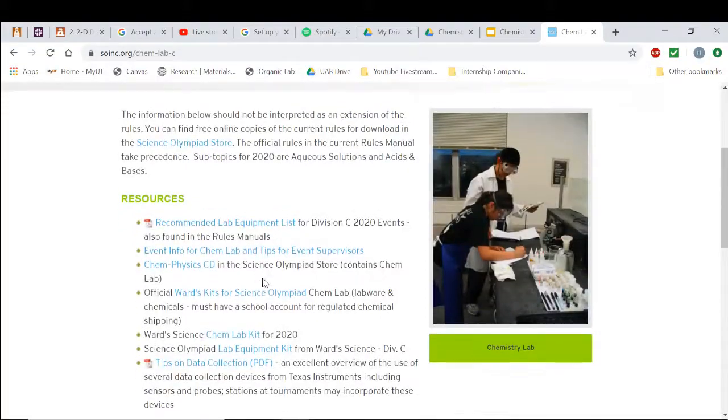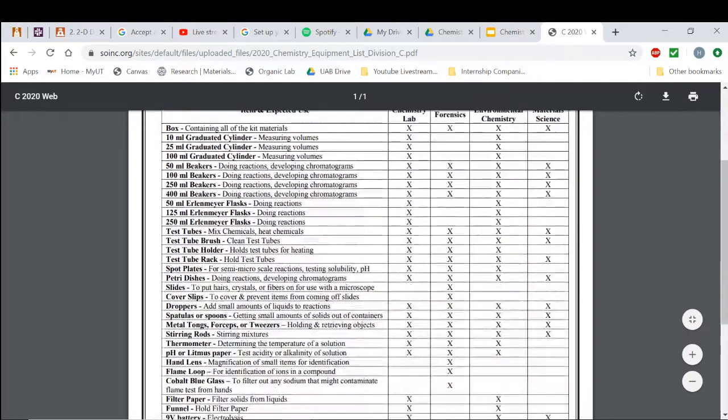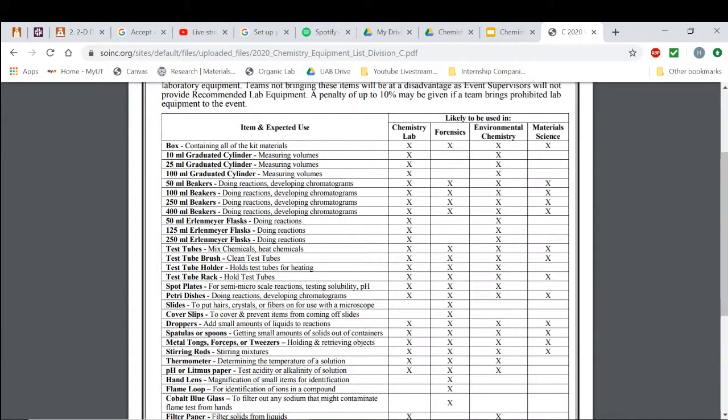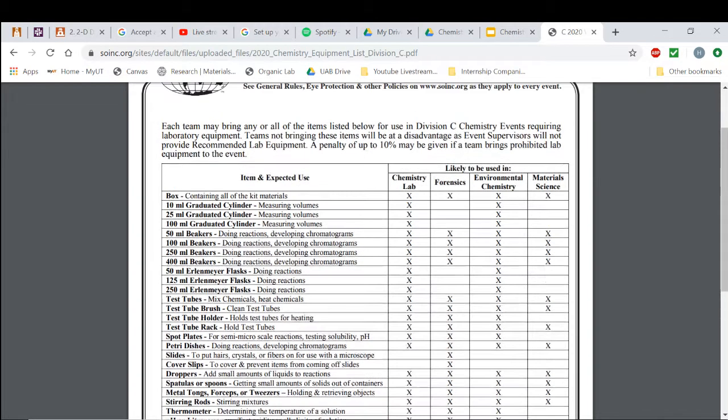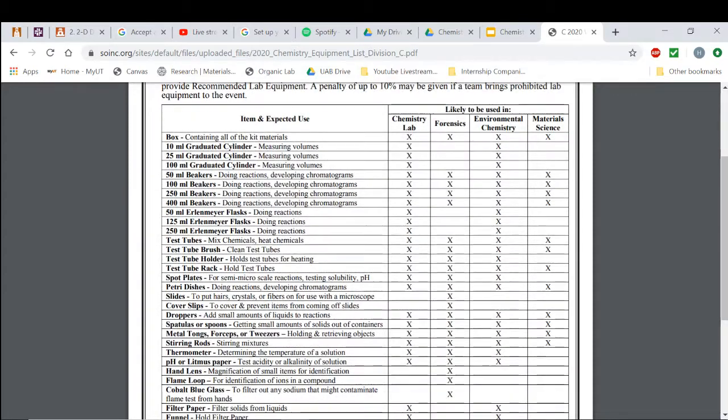They have a list. So here's the list. The more niche instruments like burettes you won't need to bring. That should be provided by the tournament itself. Also, all the forensics reagents, they'll also provide. But if you look up chemistry lab on the Swank website, this is for Division C, they will literally tell you exactly what you need to bring. This is what they recommend you bring to the events.